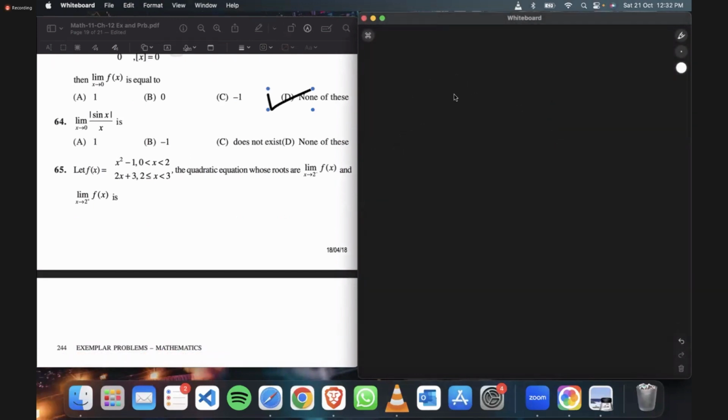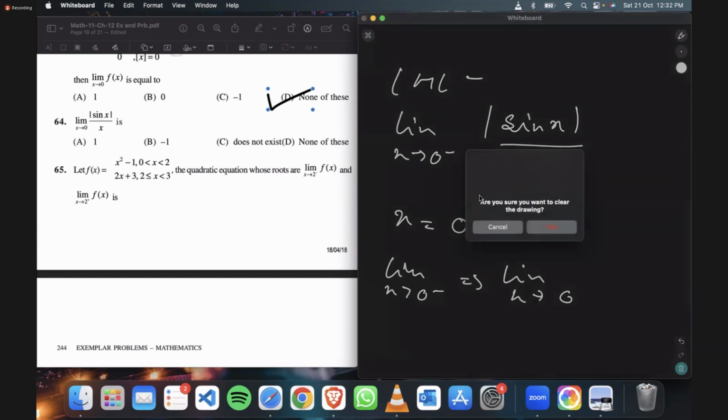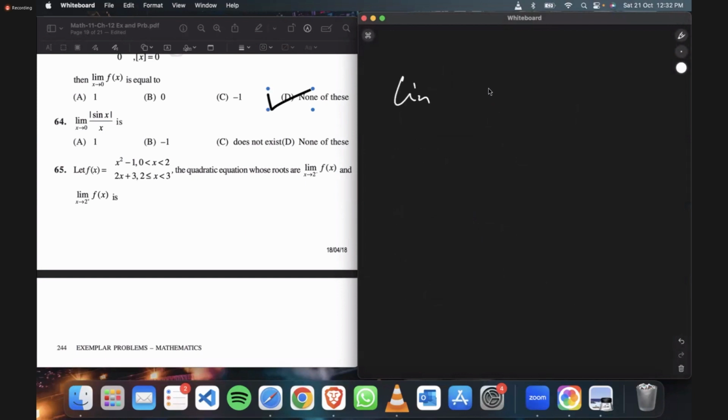So in question number 64, again we'll follow the same approach. So first I have an LHL. Limit x is tending from a 0 minus, and there's a modulo. This means that my limit for h tends to 0. All right. So limit h tends to 0 modulo sine 0 minus h divided by 0 minus h.